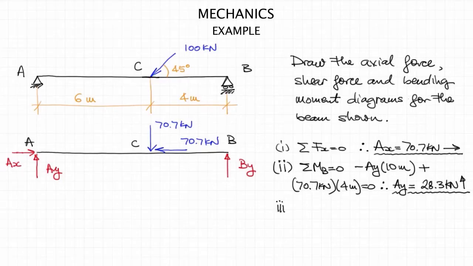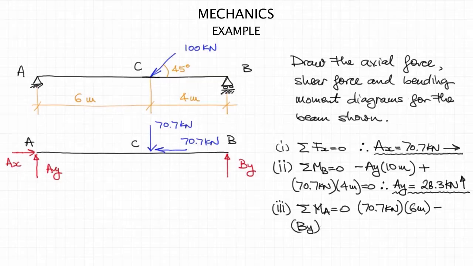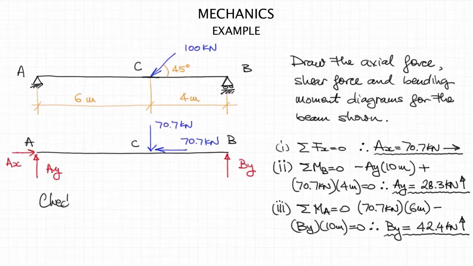Then, in a similar fashion, we can sum the moments at point A and solve for By, the vertical reaction at B. And I'm using moment equations because, as you know, with moment equations you can eliminate other unknowns and other forces that you don't need, and your equations will be simplified. So now By resulted as equal to 42.4 kilonewtons going upwards.